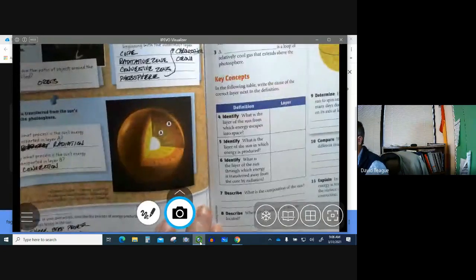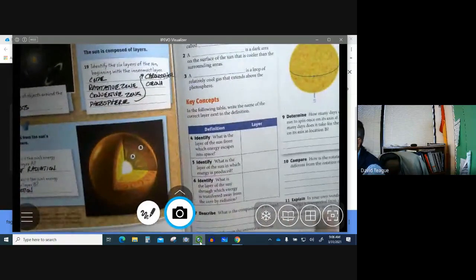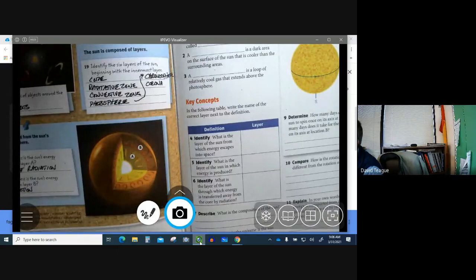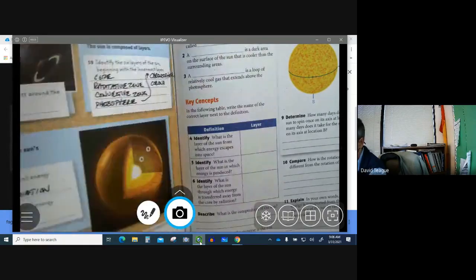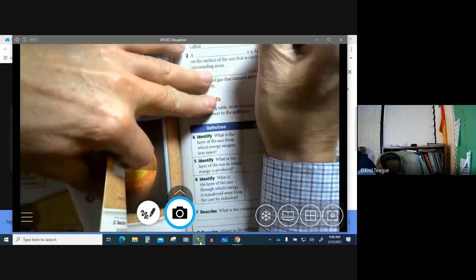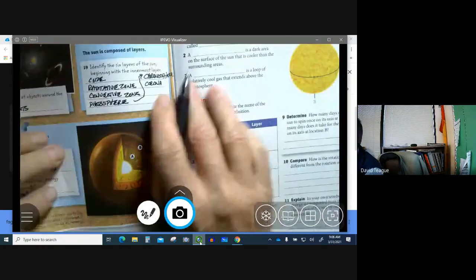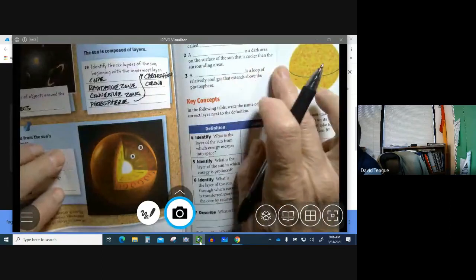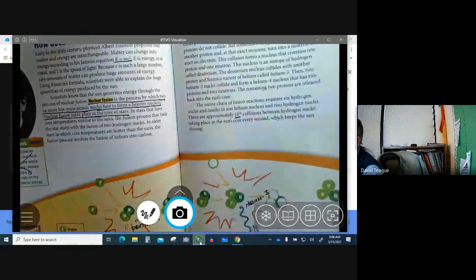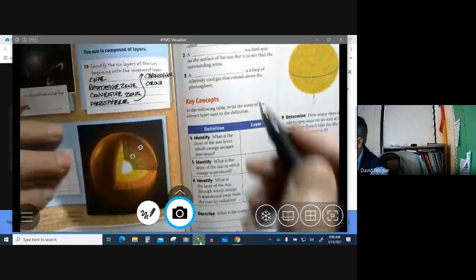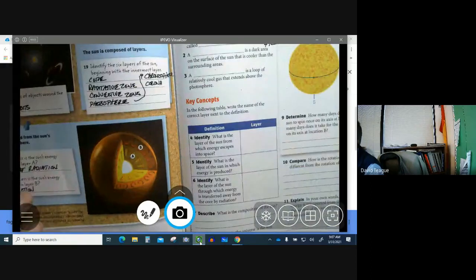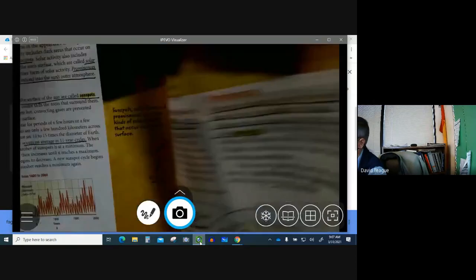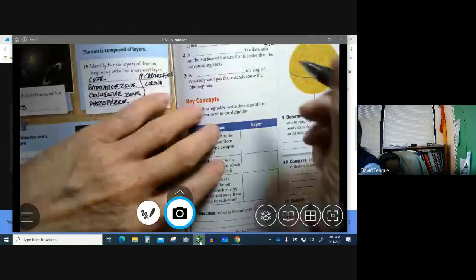Okay, page 495. Question number 1. Fill in the blank with the term that best completes the following sentence. The process by which 2 or more low-mass atomic nuclei are fused to form a heavier nucleus is called, and that's going to be on page 488. A blank is the dark area on the surface of the sun that is cooler than the surrounding area. That is on page 492. Number 3, a blank is a loop of relatively cool gas that extends above the photosphere. That's going to be page 493.